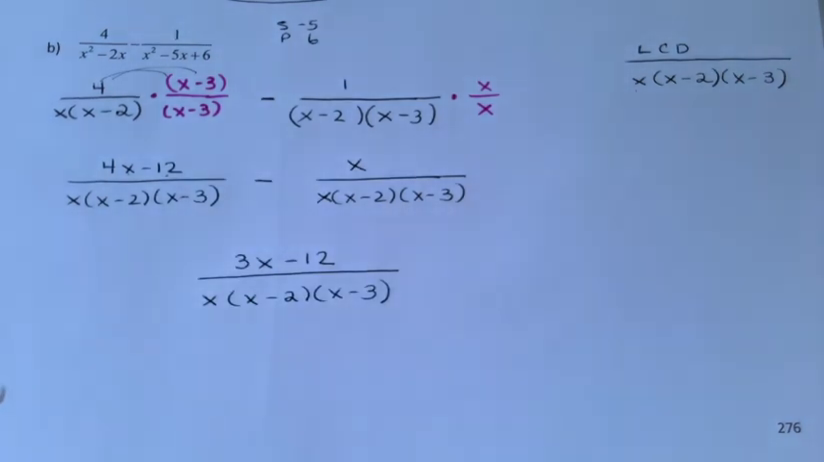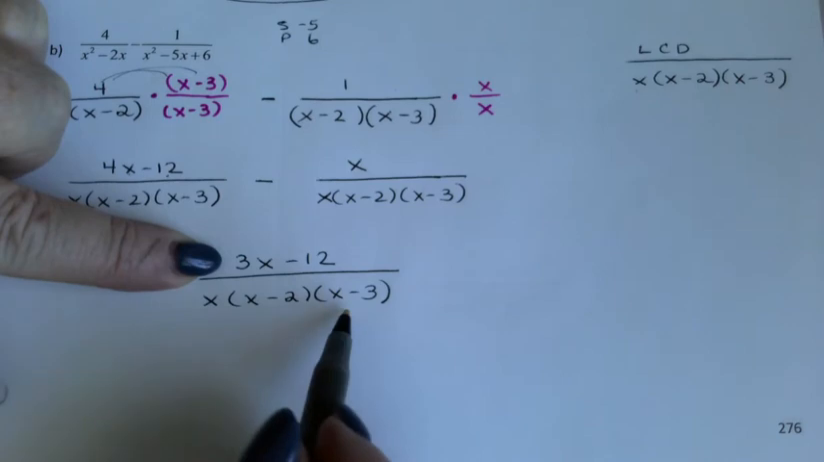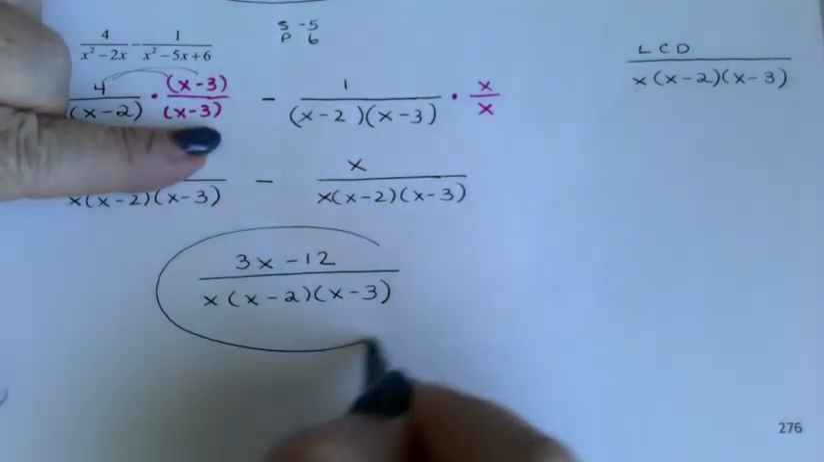As I look at this, again, I could factor a 3 out of here, but that would give me x minus 4, which isn't going to divide with anything in the denominator. So I think I'm just going to leave it like that.